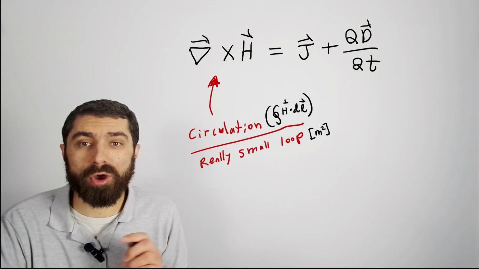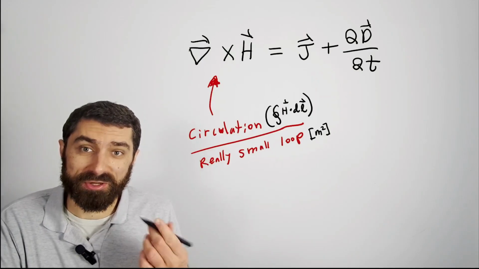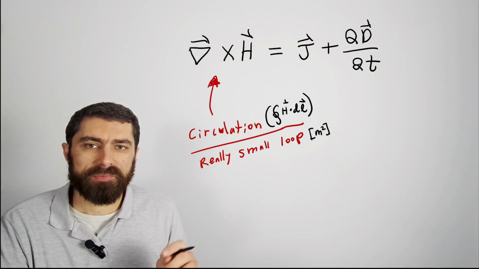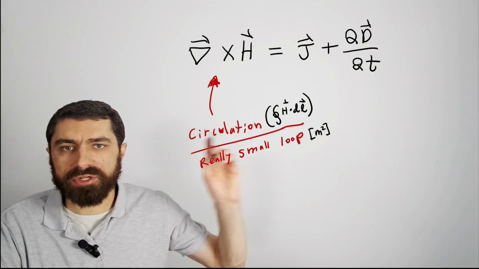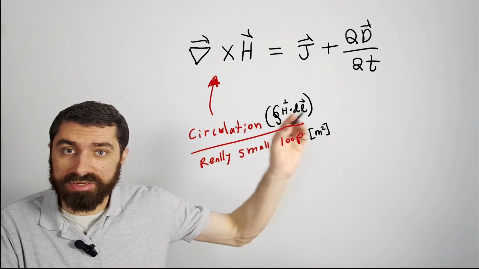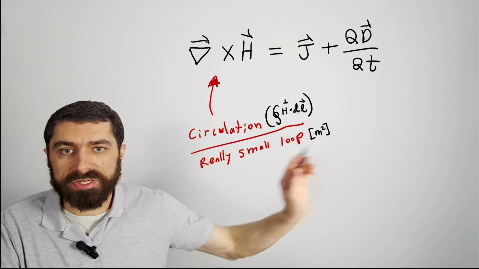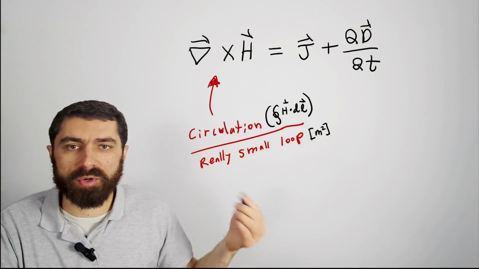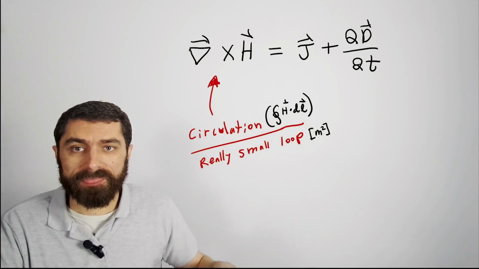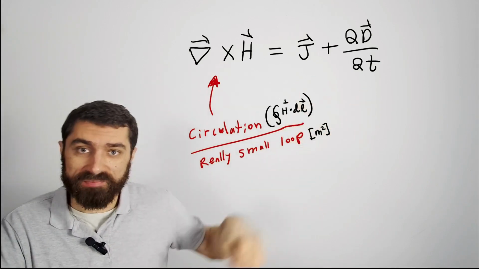Now, I want you to recall the definition of curl, which essentially is circulation, or H dot dl, per really small loop, or circulation per meters squared. And it's equal to this.